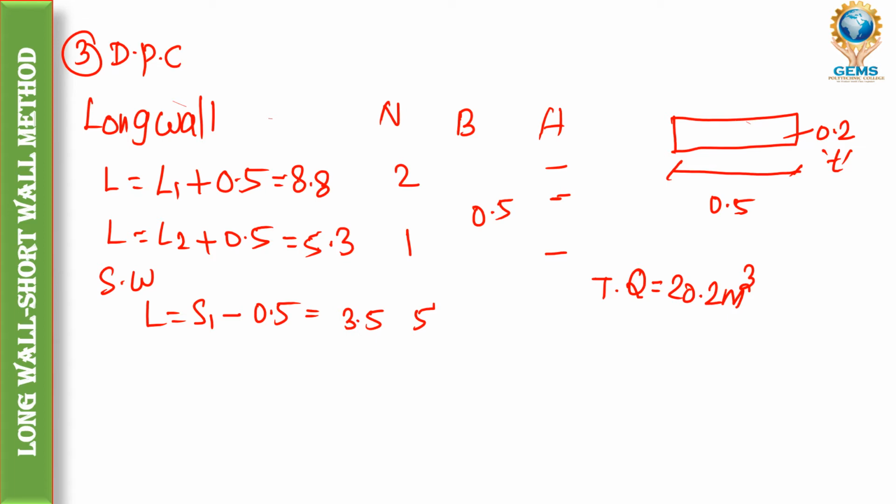For DPC, we will see the door opening, so we need to deduct the door value. Deduction for door is the new thing. How many doors are there in the N column? We have 3 doors, so N equals 3. Then the breadth is the dimension of the door. The door dimension given in the question is 1.2 cross 2.1, so the breadth will be 2.1.